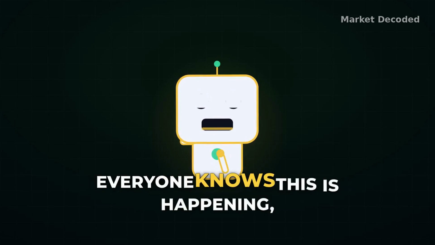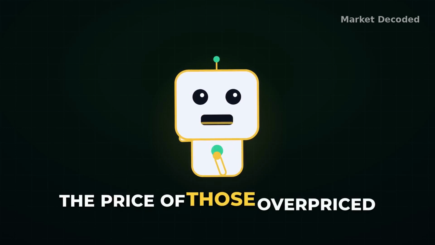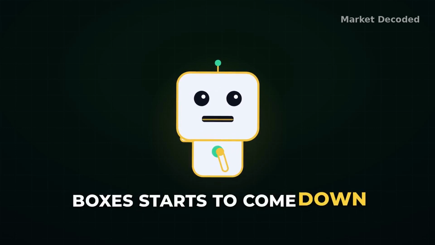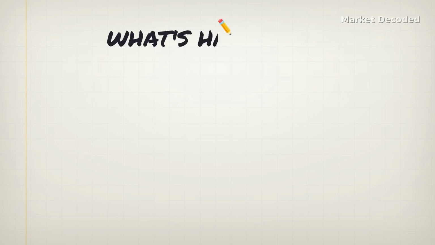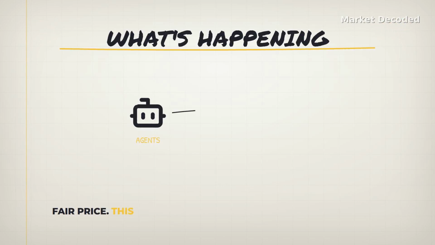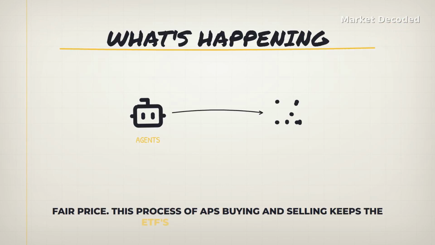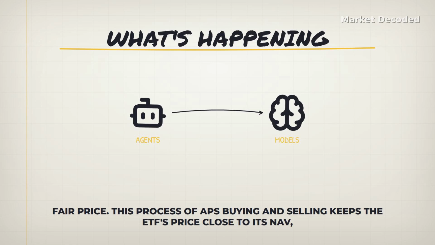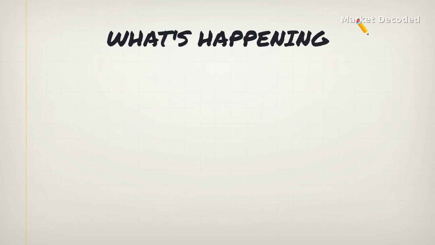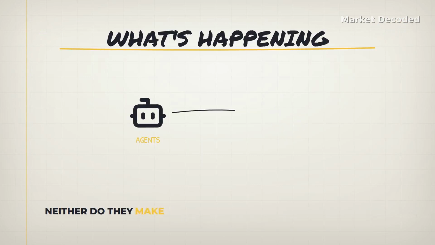And when everyone knows this is happening, the price of those overpriced boxes starts to come down until it matches the fair price. This process of APs buying and selling keeps the ETF's price close to its NAV, ensuring that no one gets cheated, and neither do they make easy profits by manipulating prices too much.